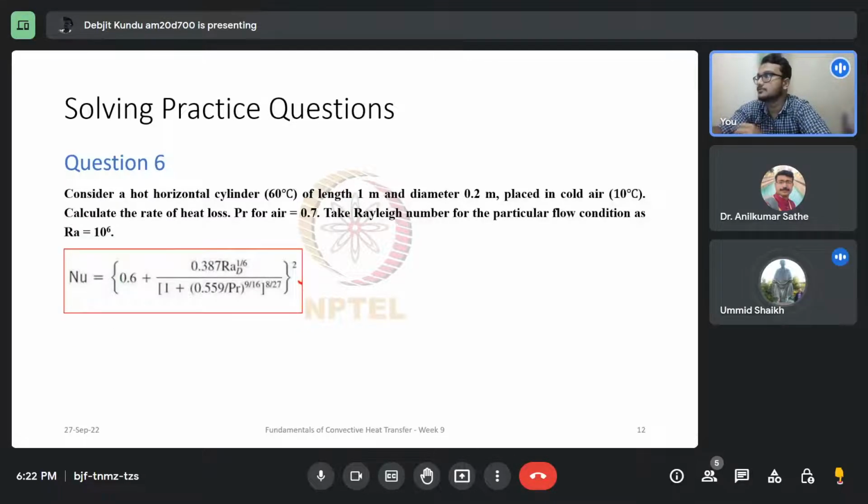Okay. So we move on to another numerical type question. Consider a hot horizontal cylinder of length 1 meter and diameter 0.2 meter, which is placed in cold air. The temperature of the cylinder and its ambient are both mentioned. Calculate the rate of heat loss. Prandtl number is given to be 0.7, and take the Rayleigh number for the particular flow condition as 10 to the power 6. The Nusselt number for a horizontal cylinder is also given. Please have a try at this one and let's see what the answer is.